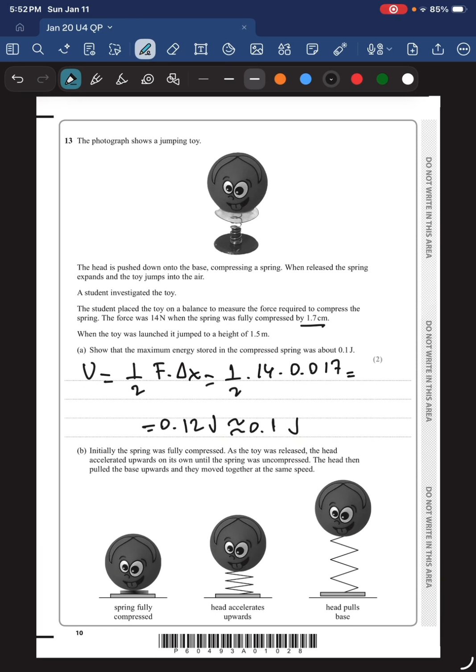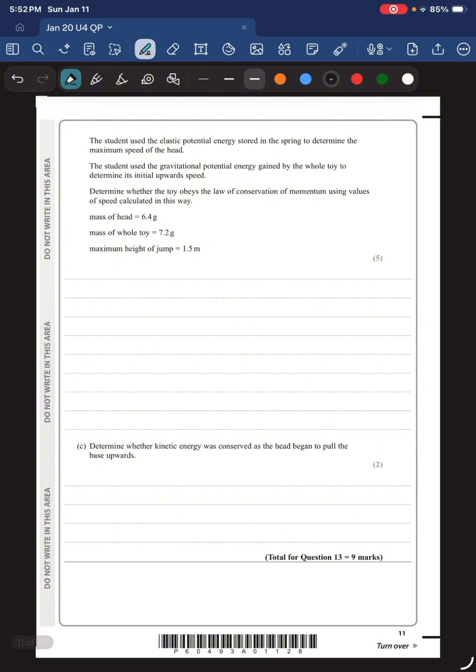Part B. Initially, the spring was fully compressed. As the toy was released, the head accelerated upwards on its own until the spring was uncompressed. The head then pulled the base upwards and they moved together at the same speed. The student used the elastic potential energy stored in the spring to determine the maximum speed of the head. The student used the gravitational potential energy gained by the whole toy to determine the initial upward speed. Determine whether the toy obeys the law of conservation of momentum using values of speed calculated in this way.